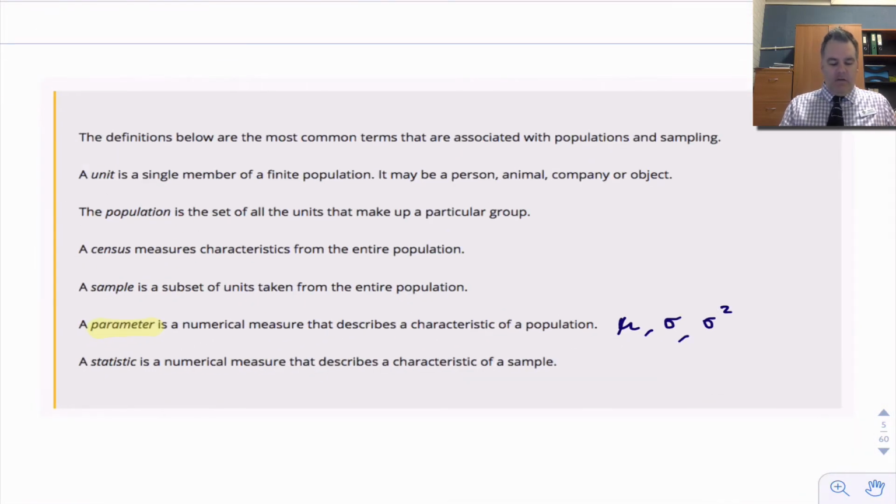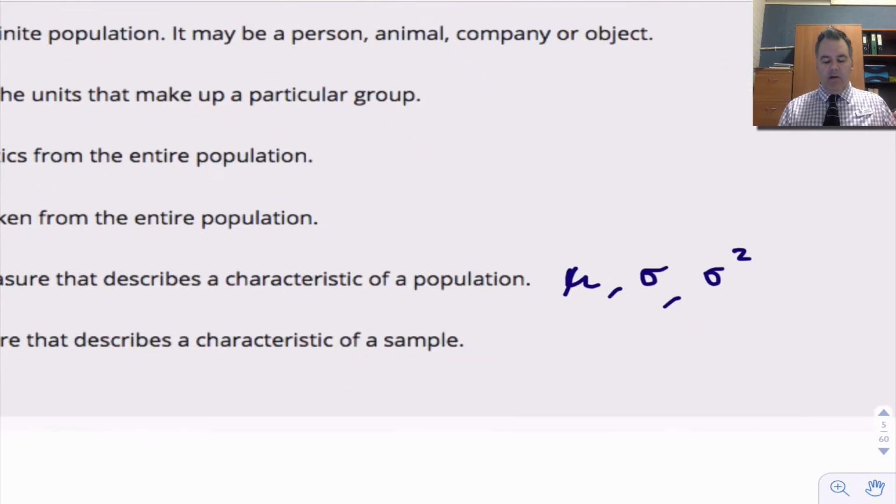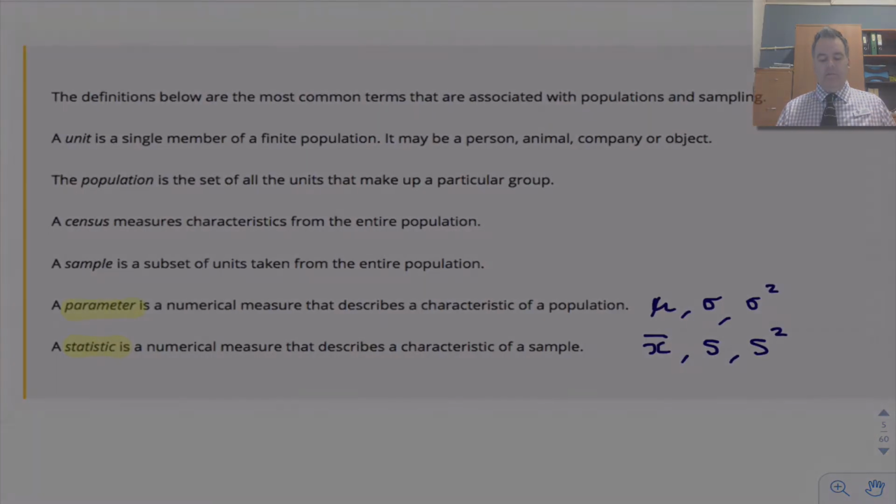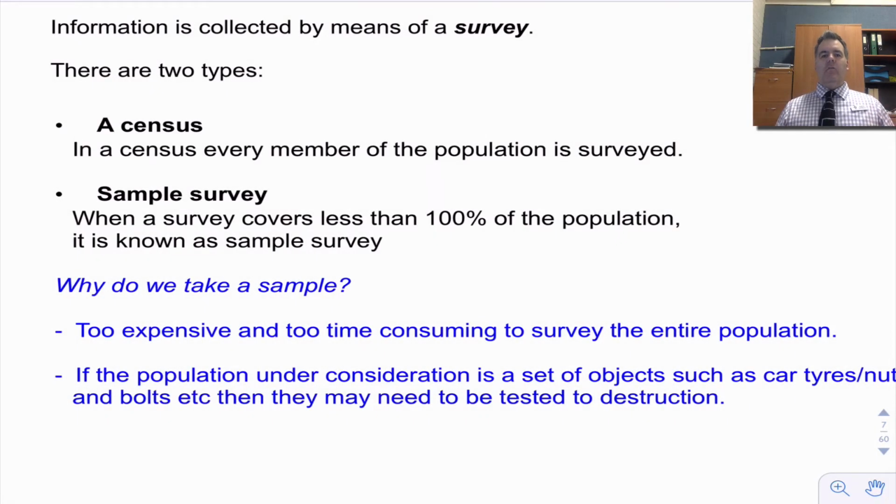A statistic, on the other hand, is a numerical measure that describes something or the characteristic for a sample. So we might talk about the mean of a sample, and that's the way we write it in statistics, x bar, or the standard deviation of the sample, or the variance of the sample. So you can see we have a slightly different notation for sample means, standard deviations and variance, versus population mean, standard deviation and variance.